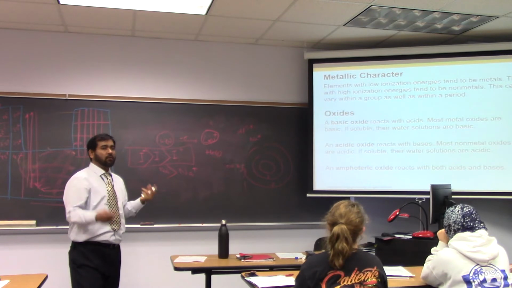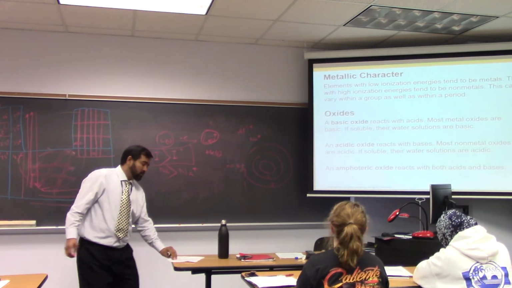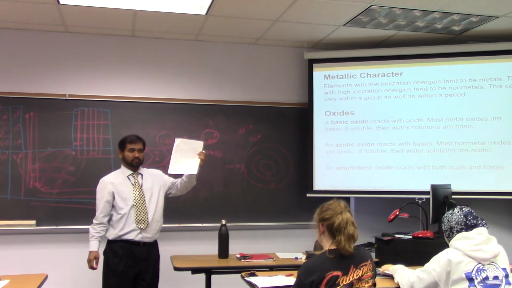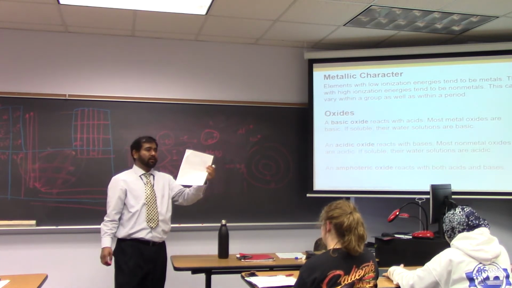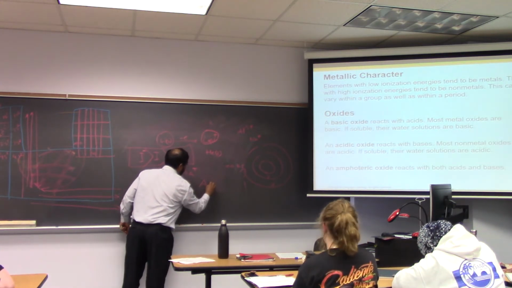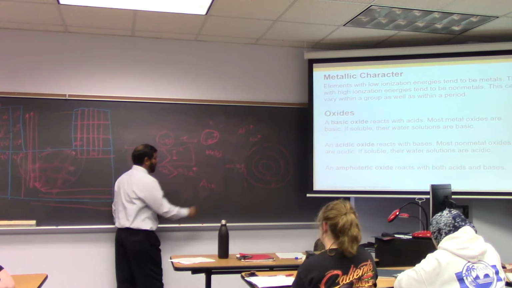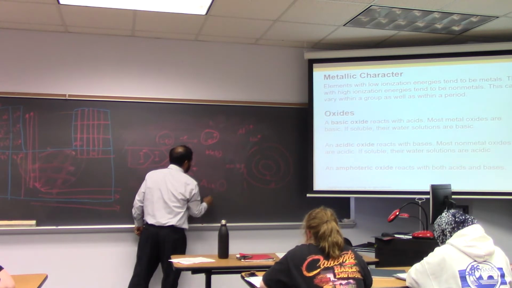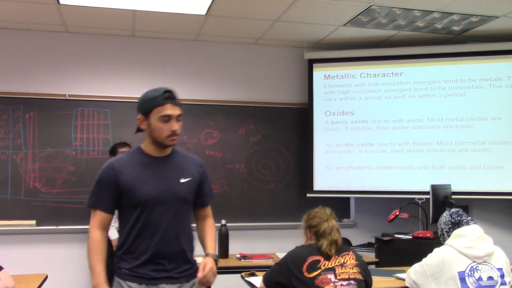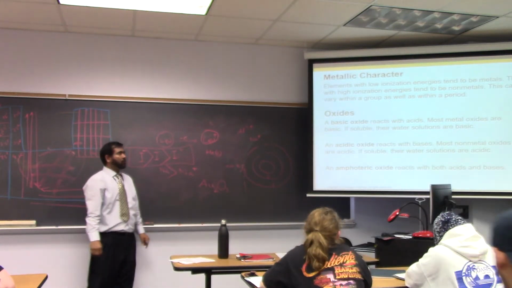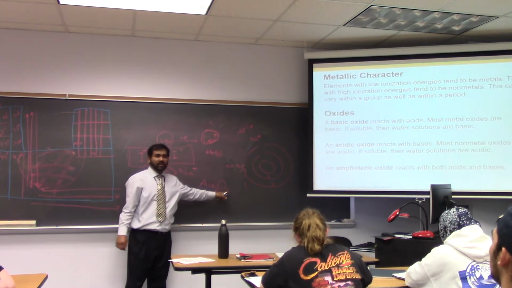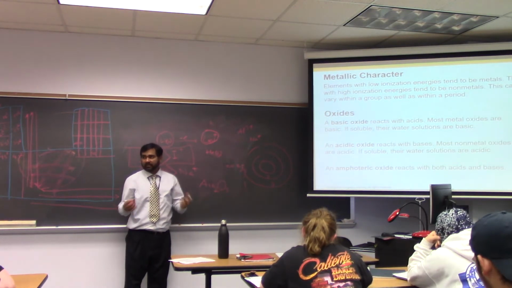If metals form an oxide, tell me a metal name from here. Gold. So gold oxide is called metallic oxide, right? And metallic oxides are basic. So when metals form oxide, they are called basic oxide.